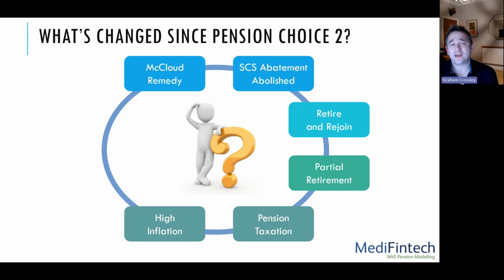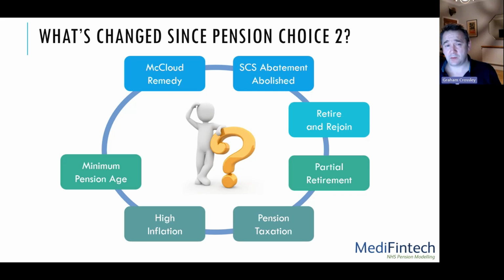We've also had high inflation, significantly high inflation. And bearing in mind that 2008 section, it has those built-in mechanisms that react very, very strongly to high inflation. We've also had those changes to the minimum pension age. Admittedly, it doesn't impact that many 95 section members, but it does impact some. And we've also had a change in these GAD factors.